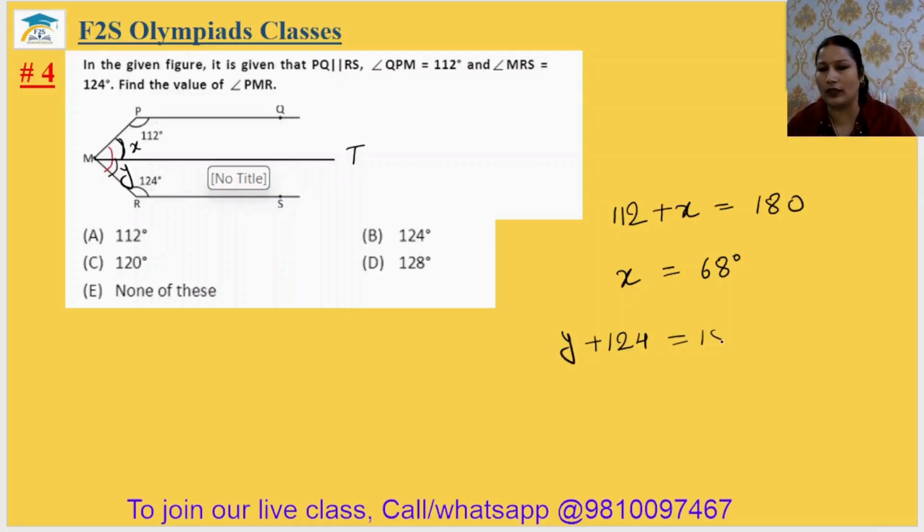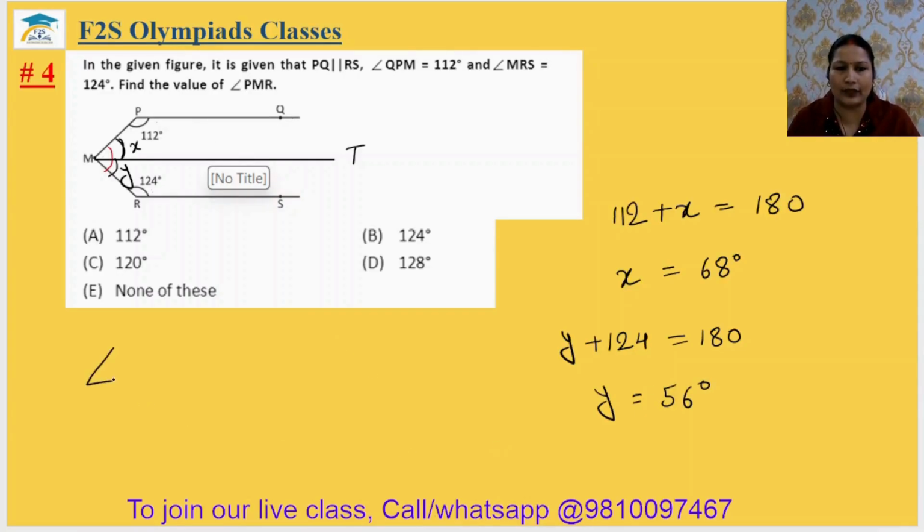Okay. Now you can see this angle Y and angle 124 should be equal to Y plus 124 should be equal to 180. Why? Because MR is the transverse line and Y and 124 both are the interior angles on the same side of the transverse line. So that's why Y will be equal to 56 degree.